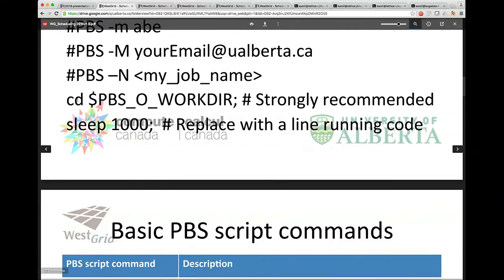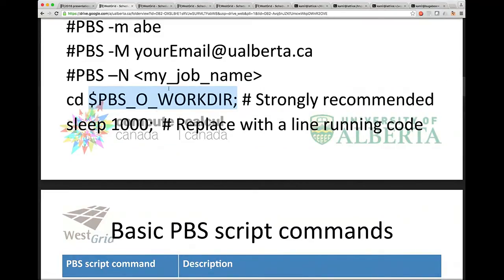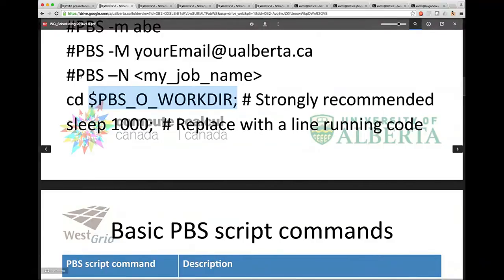So what you want to do is cd to $PBS_O_WORKDIR. Now, this is the first line. Previous to this, the #PBS lines are scheduler directives. That's information that is sent to the scheduler to start running your job. The next lines here are what your job actually does.